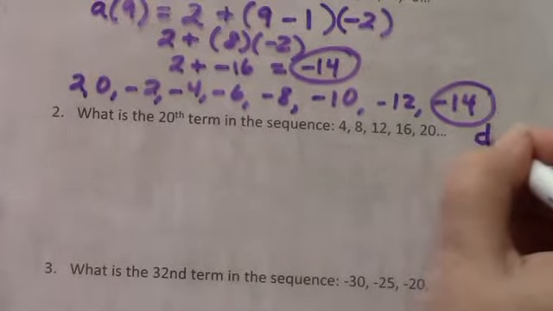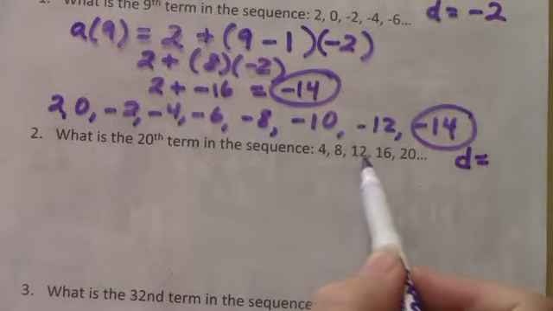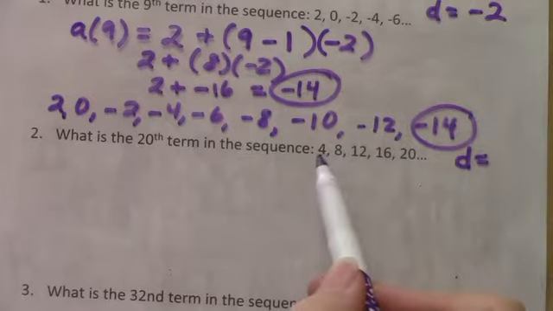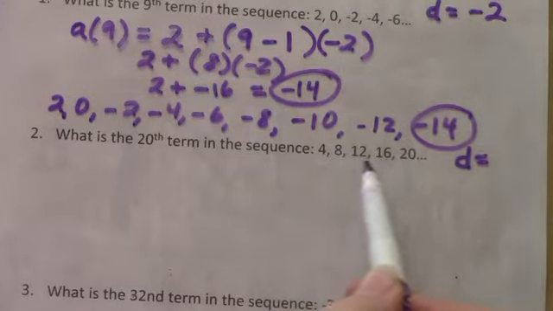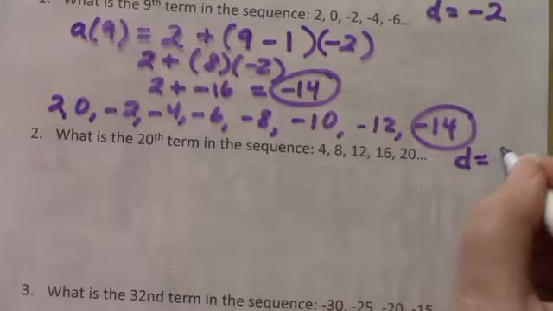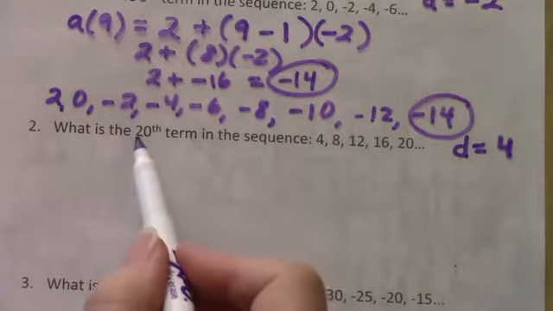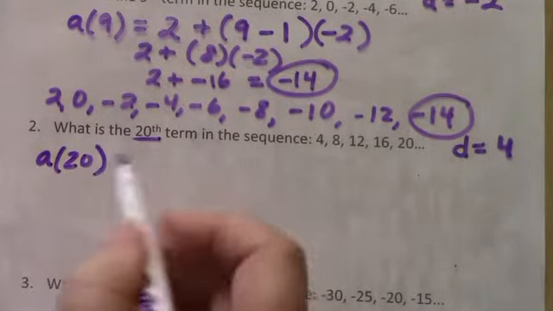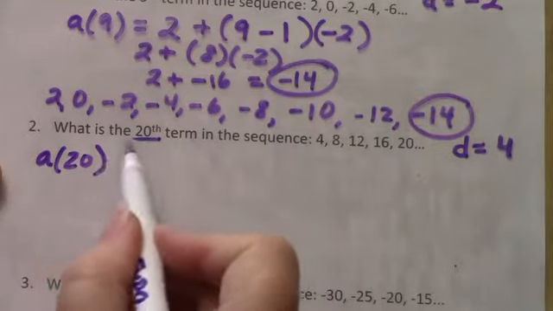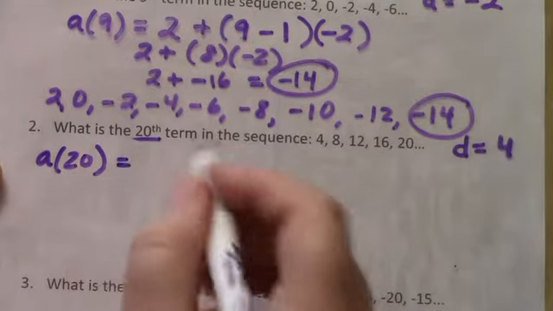Let's find what our difference is. 4 to 8 to 12 to 16 to 20. Looks like we are adding 4 to each number. So our difference is going to be a positive 4. What is the 20th term? So here we go. A sub 20, because we're trying to find the 20th term. That's what our n is. Our n is 20. What does that equal?